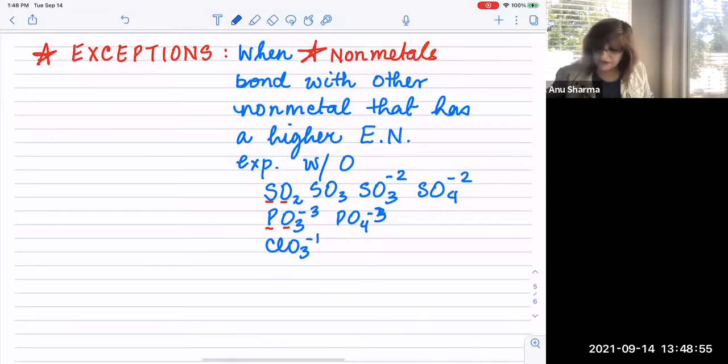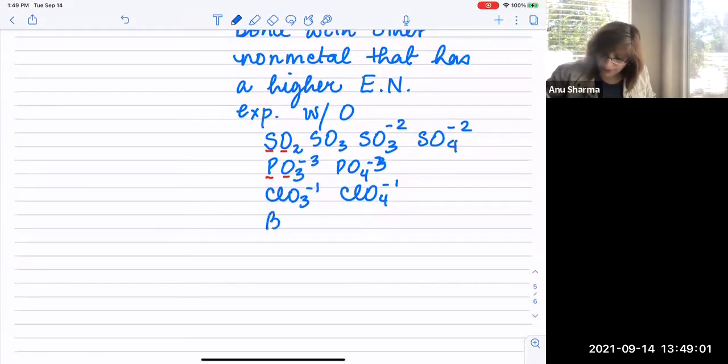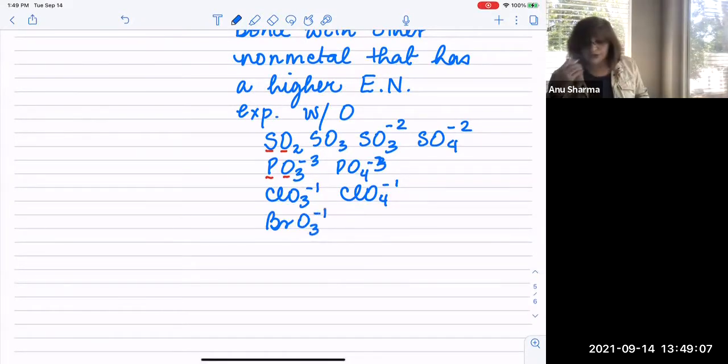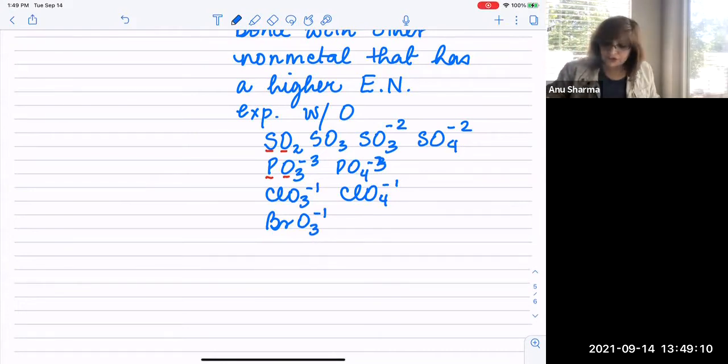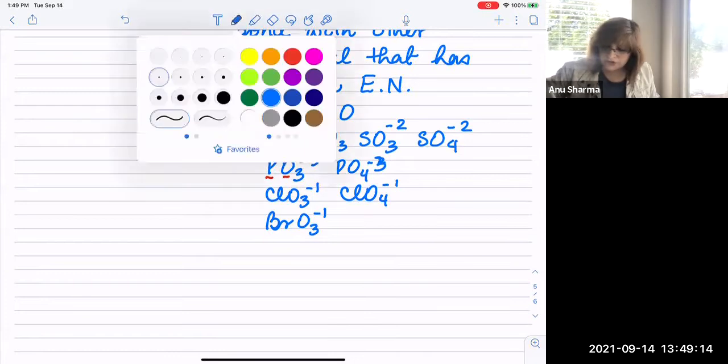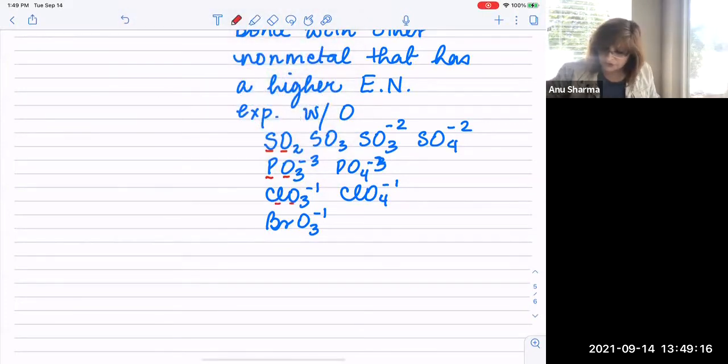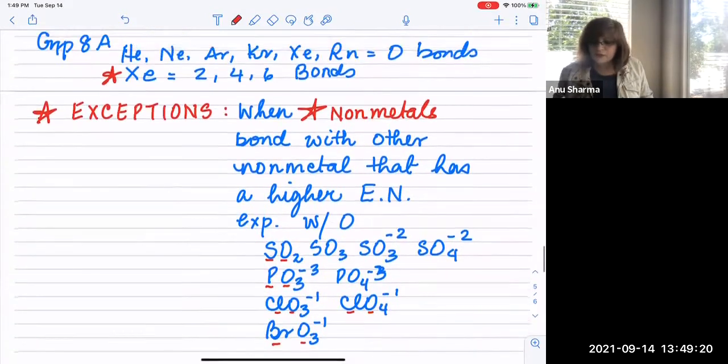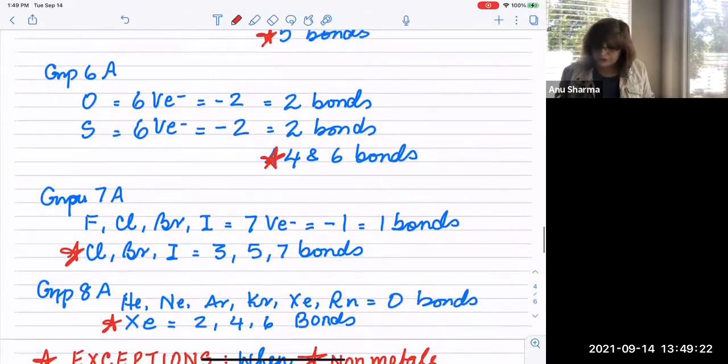ClO3, 1 negative, ClO4, perchlorate, 1 negative. Okay. Similarly, you have bromate, BrO3, I think it's BrO3, 1 negative, if I'm not sure. So anyways, bromine is connected to oxygen, and chlorine is connected to oxygen. So it's making more than one type of bond. You will study this more, how this happens. It was important for me to introduce this.